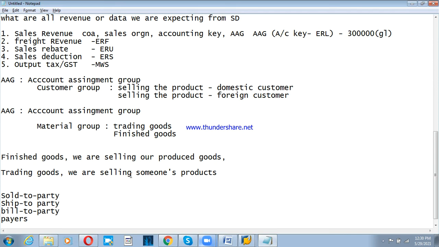So sold to party means they are selling the product to the customer. Ship to party means shipping of the product to the customer premises. Bill to party, after shipment we need to post the bill or invoices. Then payer, who is going to pay that particular amount. These are the partner functions which we have on the customer side, right?